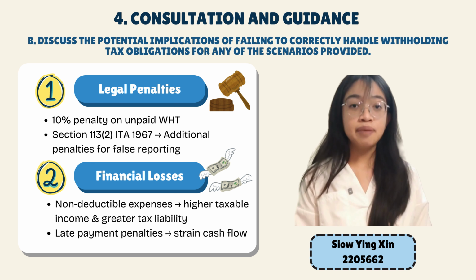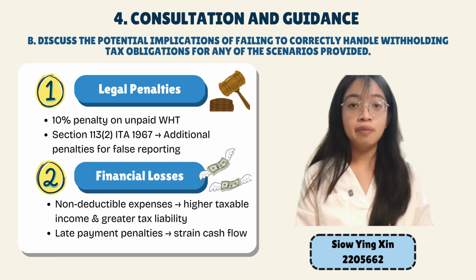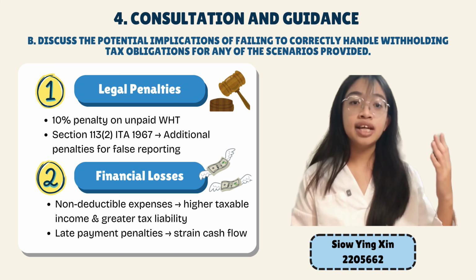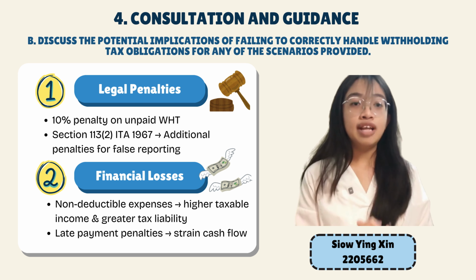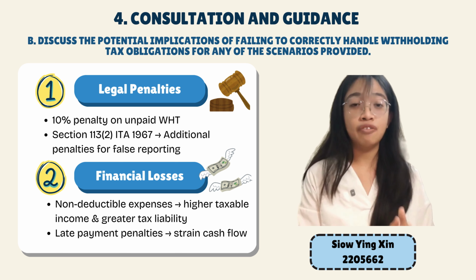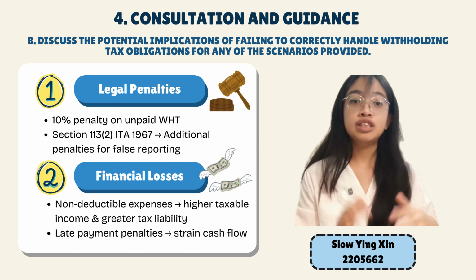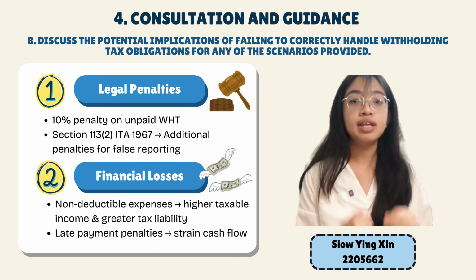Second, the financial impact. If ABC fails to pay withholding tax, the expenses will not be deductible by the IRB, which may lead to a higher taxable income and greater tax liability. A penalty for late payment, such as 10,000 ringgit on 100,000 ringgit of withholding tax payment, can also significantly increase the cost and strain the cash flow.